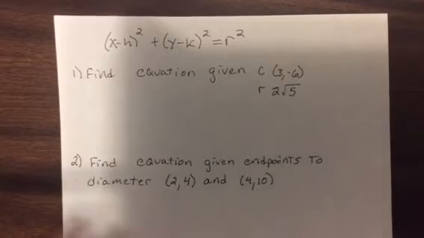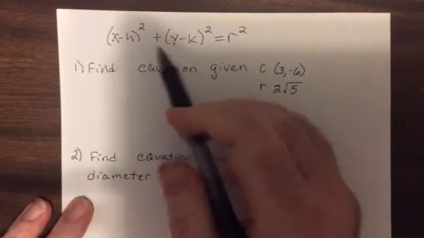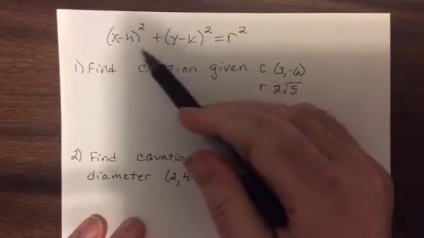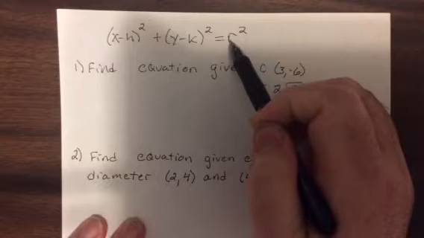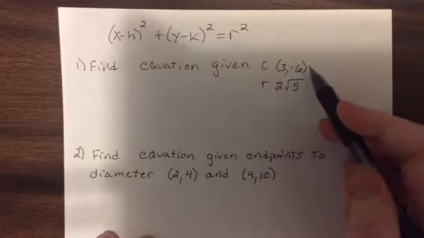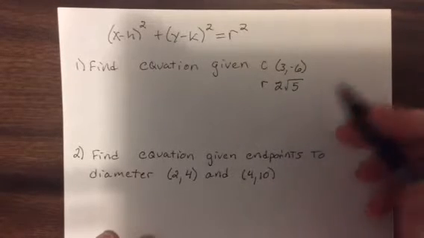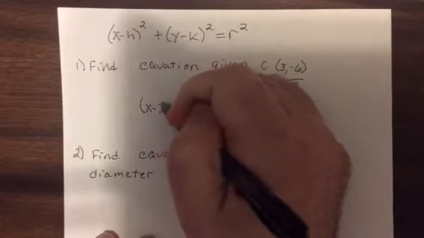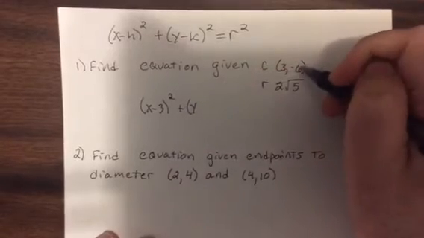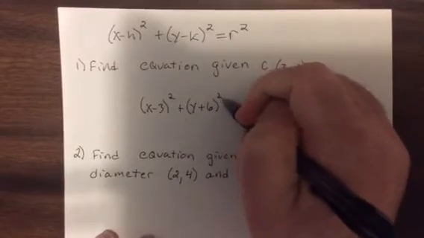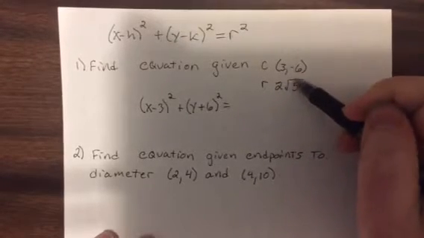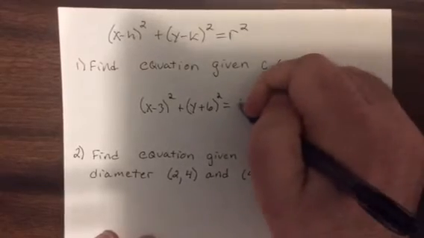So, first problem. A circle has the equation of this on a Cartesian coordinate system where h and k is your center and r is your radius. So, find the equation given the center is (3, -6) and the radius 2 square root of 5. You just go (x - 3) squared, the x number, plus (y minus the y number), so it'd be (y + 6) squared, equals the radius squared. Well, 2 squared is 4. Square root of 5 squared is 5. 4 times 5 is 20.